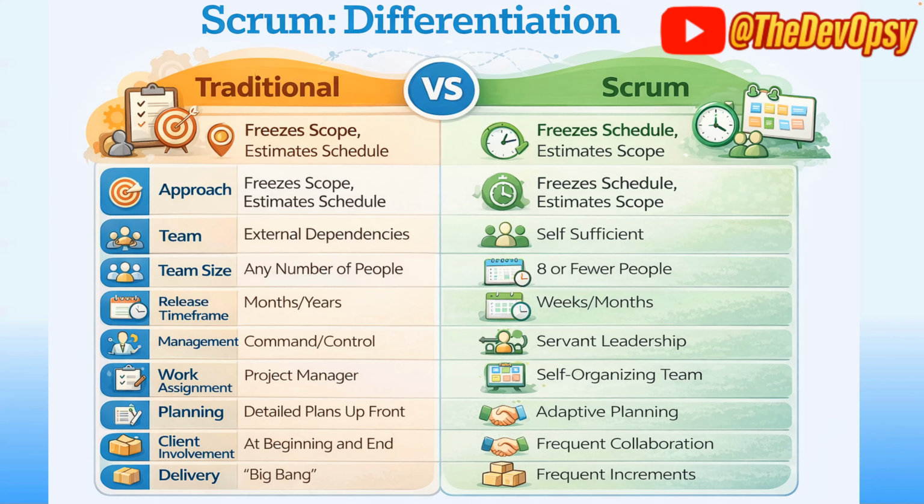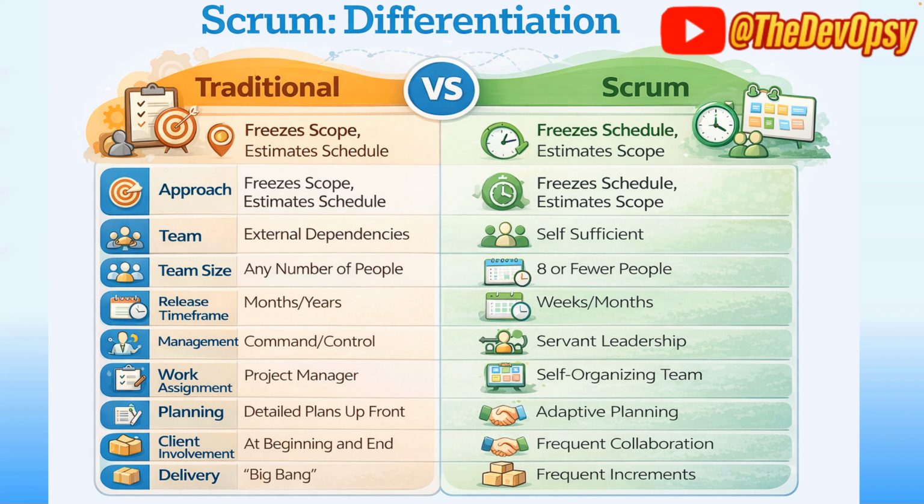Teams and external dependencies: in Scrum, we call it self-sufficient. So a Scrum team contains QA, developers, IT people, so basically the whole team is self-sufficient. Everybody has to help each other. Team size can be any number of people, but in Scrum we recommend 8 or fewer people. That is not a hard line. It's just a guideline. You can have more than 8 people as well.